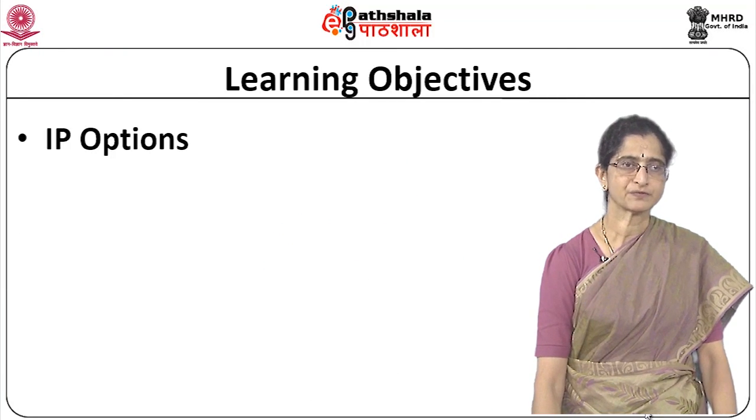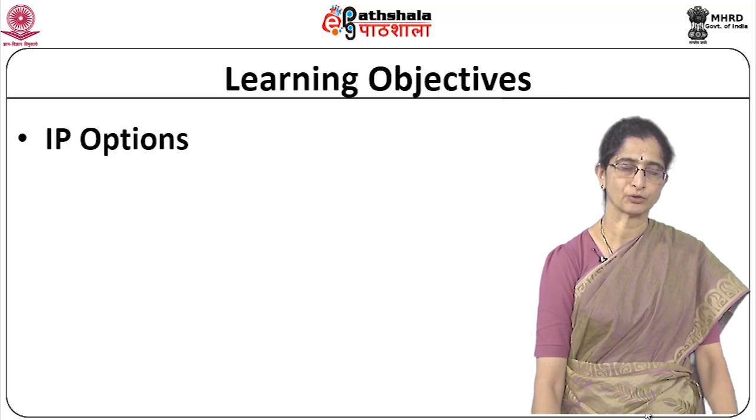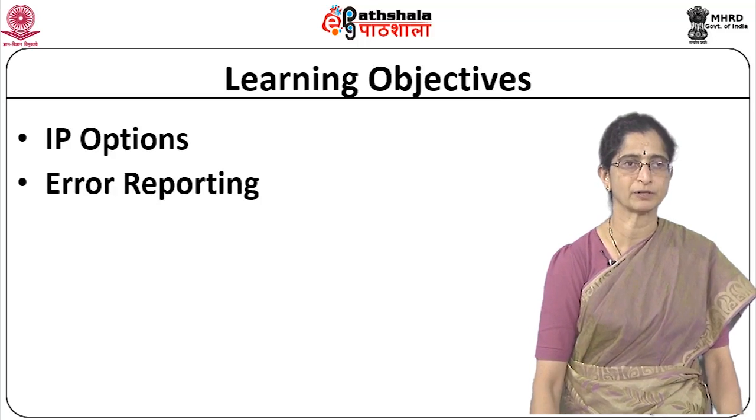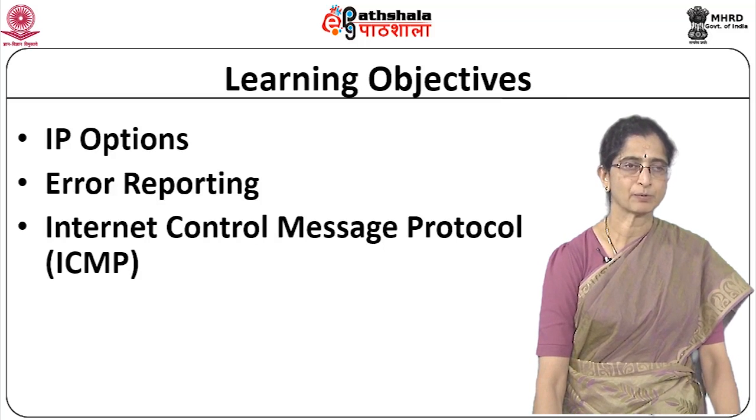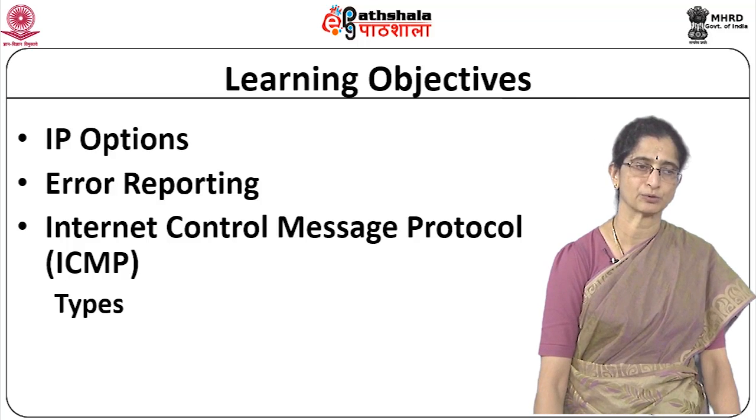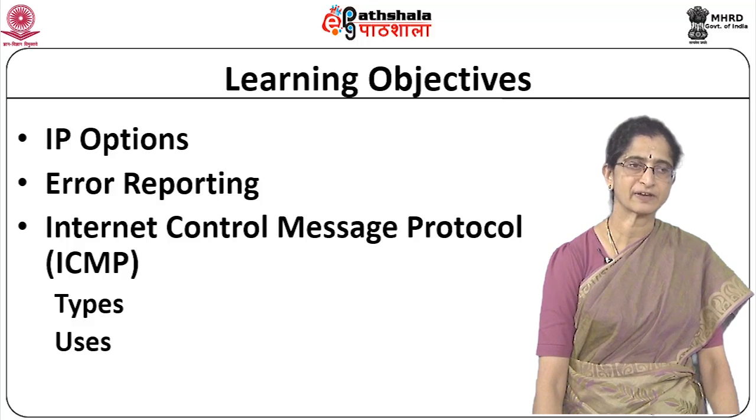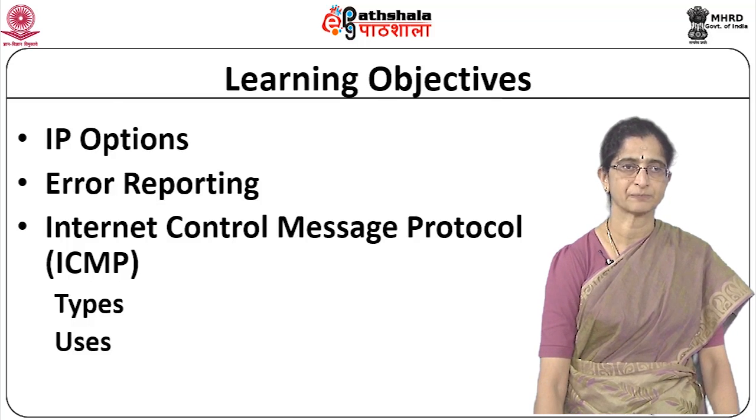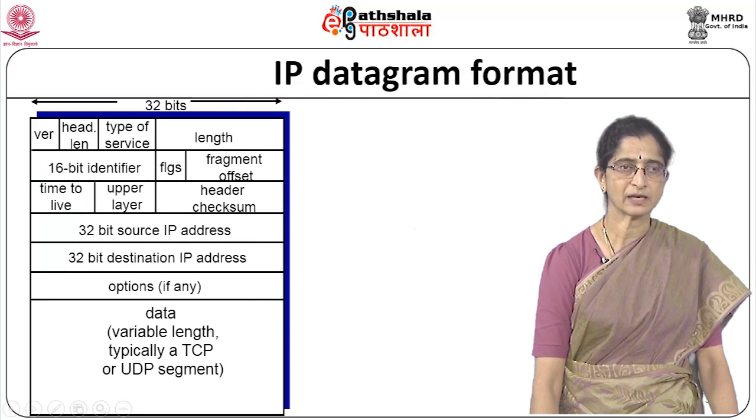So, learning objectives for today's module are the following. We will look at the different options that are there in IP, and we will look at the error reporting protocol, the ICMP protocol, or the Internet Control Message Protocol, which is the companion protocol for the IP protocol. We will look at different types of ICMP messages that are there and the different uses of these ICMP messages. So, let us start with the IP options.